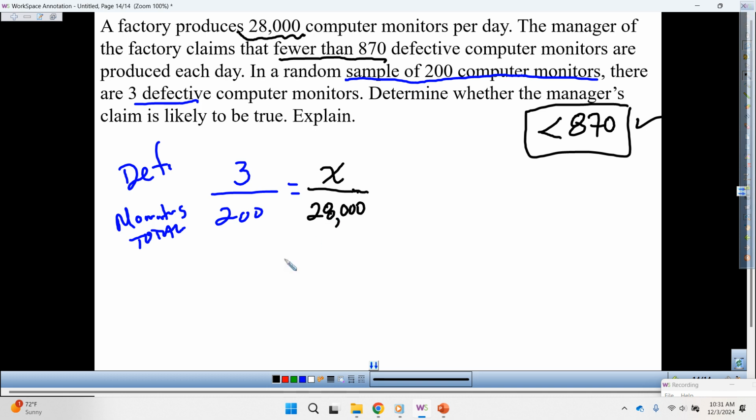So cross multiply, calculators calculate. So we got x times 200, that's 200x. 3 times 28,000, that's 2, 4, 6. It's 84,000, yeah? And lastly, divide by 200, divide by 200. X equals, calculators calculate.